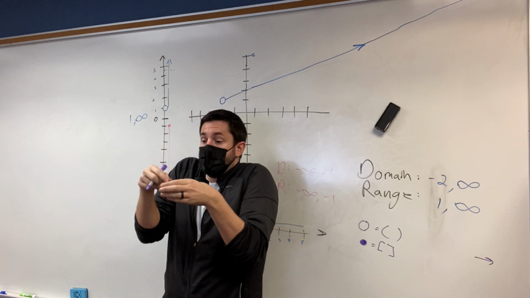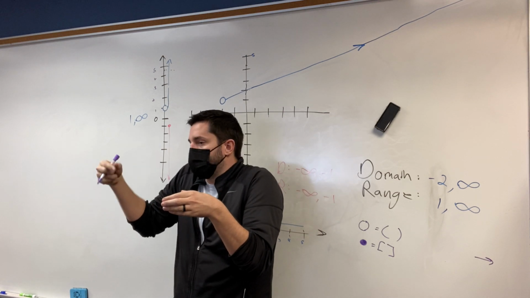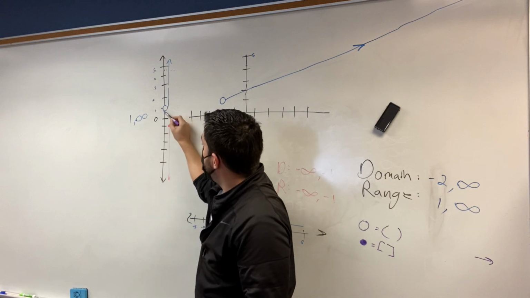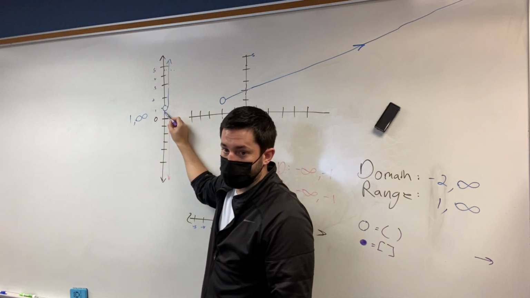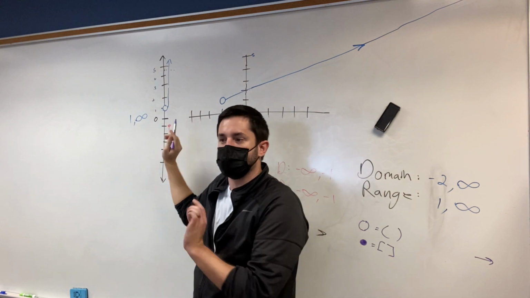So 1.0001, yes, that's good. You're good. 1.0, sure. But at 1, gap, nothing. What about at 0.9? No, because there's nothing there. See what I'm saying? So that's what the shorthand is telling you.